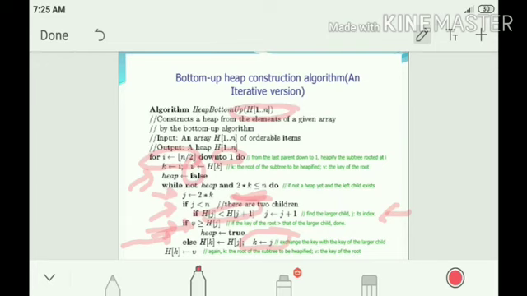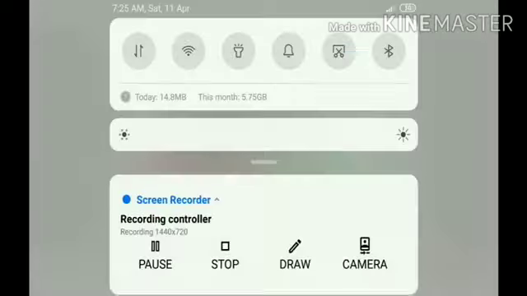So at the end of the for loop, the subtree starting at i is converted into a heap. We do it till i becomes equal to 1, that is, we have reached the root. Therefore, the whole binary tree now is converted into a heap.